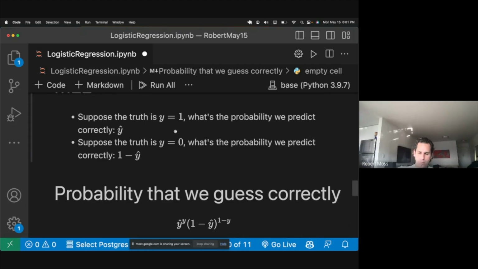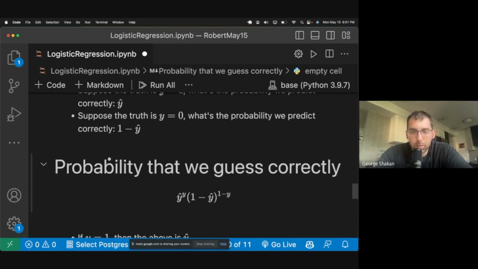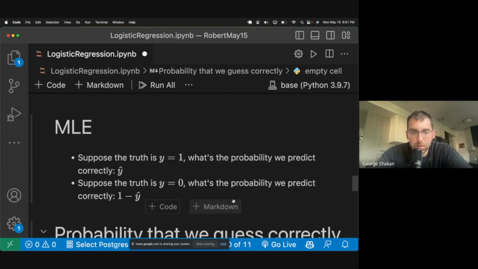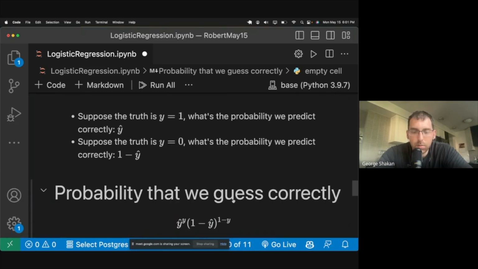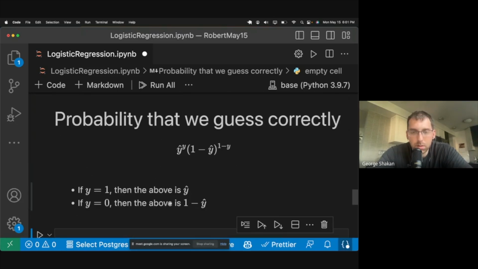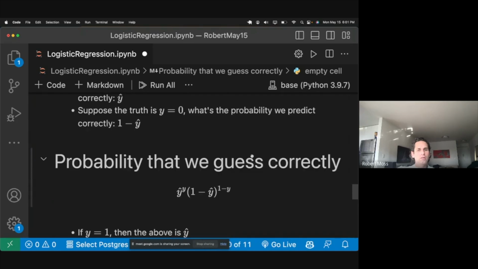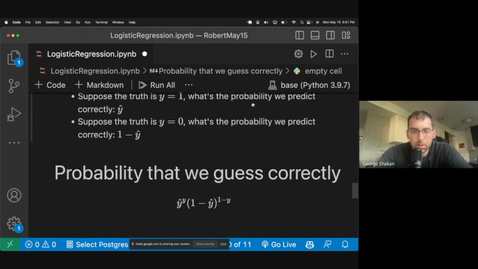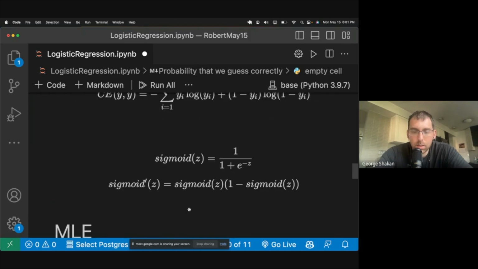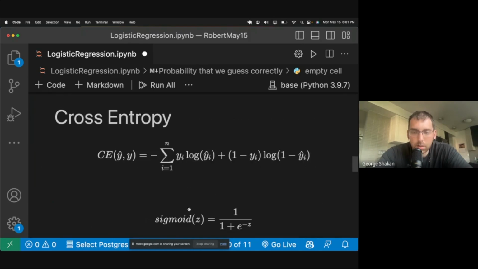So literally, the probability that we guess correctly is actually equal to this. The reason it's equal to this is because of this logic where we basically divide it into 2 cases and check that it agrees with what we originally had said. And then we just take the log of that, which gets us to the cross entropy. It turns out if you take the log of this, that gets you basically to the cross entropy.